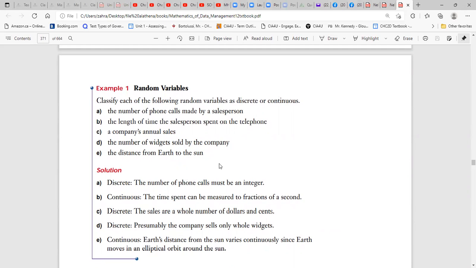Distance from Earth to the Sun. Since this is elliptical, this is the Sun, and this is the path of the Earth. It's an ellipse. At different points, the distance will vary, and that would then be continuous.